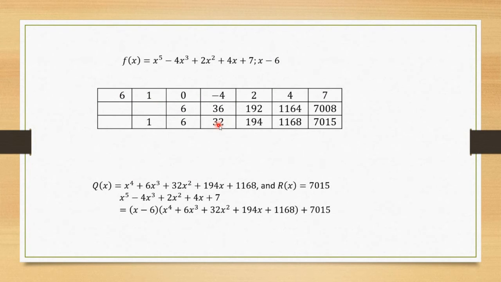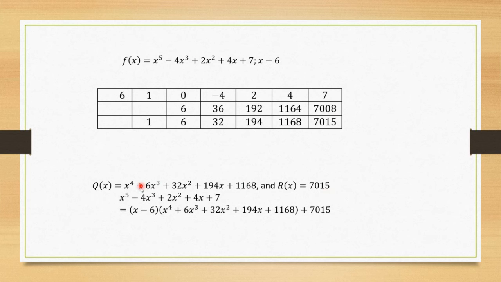So we have 6 times 32, which is 192. Add them, you get 194. You keep on doing this. 6 times 194 is this. Add it to 4, you get this. 6 times 1,168 is this. Add 7, you get this number. And we stop, thank goodness, because we're out of columns. But again, the quotient is going to be degree 4, always 1 less than the dividend. So the quotient would be x to the 4, 6 plus 6x cubed, 32x squared, 194x, and 1,168 is our remainder.